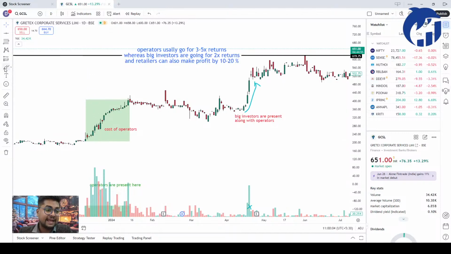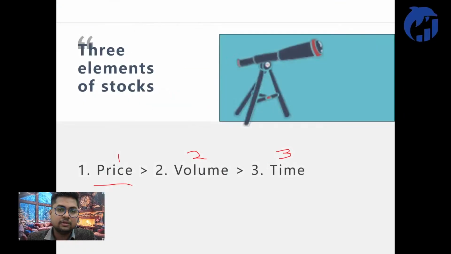So if you want to rank it, first we will look at the price. This is the first ranking, this will be the second ranking, and this will be our third ranking, right? So these are the levels we have to see. Now we have our major clear understanding of it.